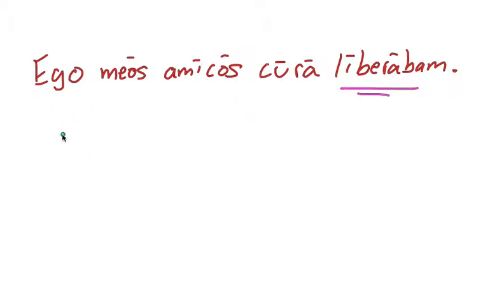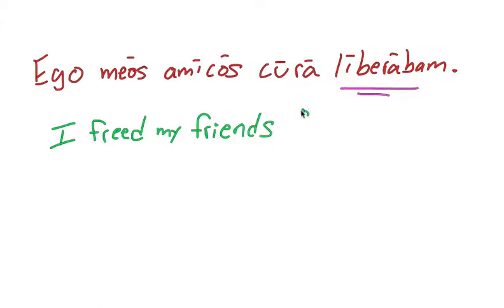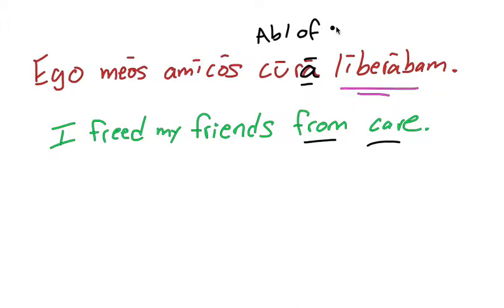Okay, so how would we translate this sentence? Well, ego, I. Okay, and then verb liberabam. I freed meos amicos, my friends, and I freed them cura, from care. Okay, so there's our ablative of separation. Okay, so my friends were really worried. I freed them from care. I talked it over, and now they're totally cool with the plan, and they no longer have anxiety. Okay, so that's one instance of the ablative of separation.